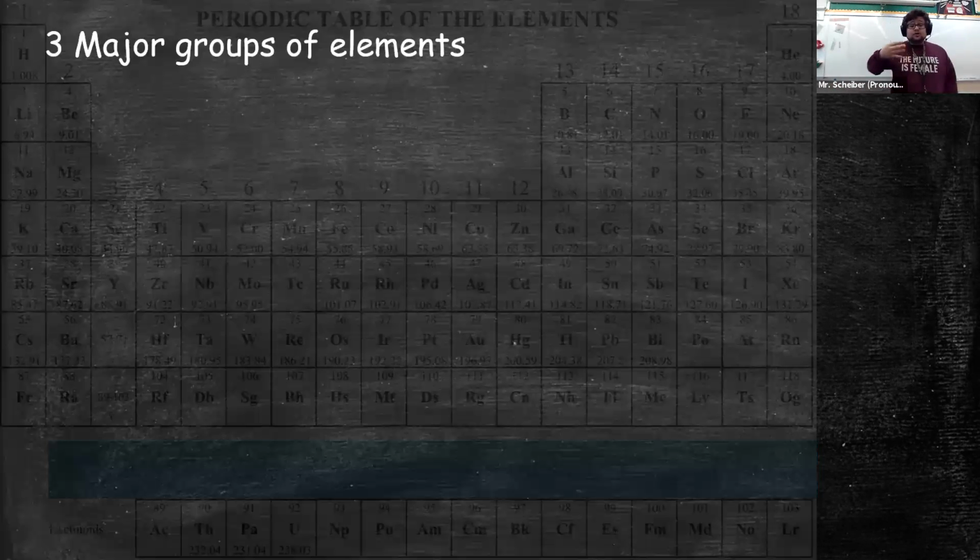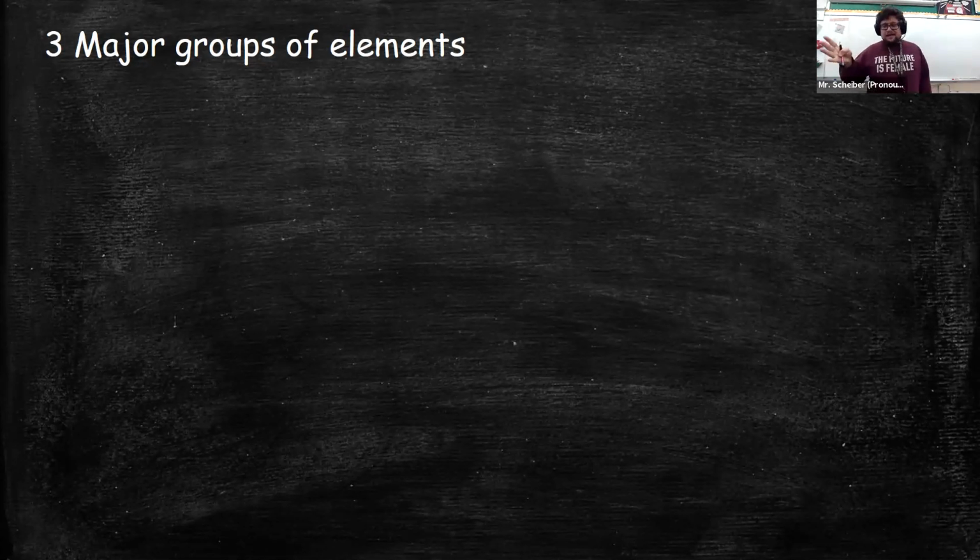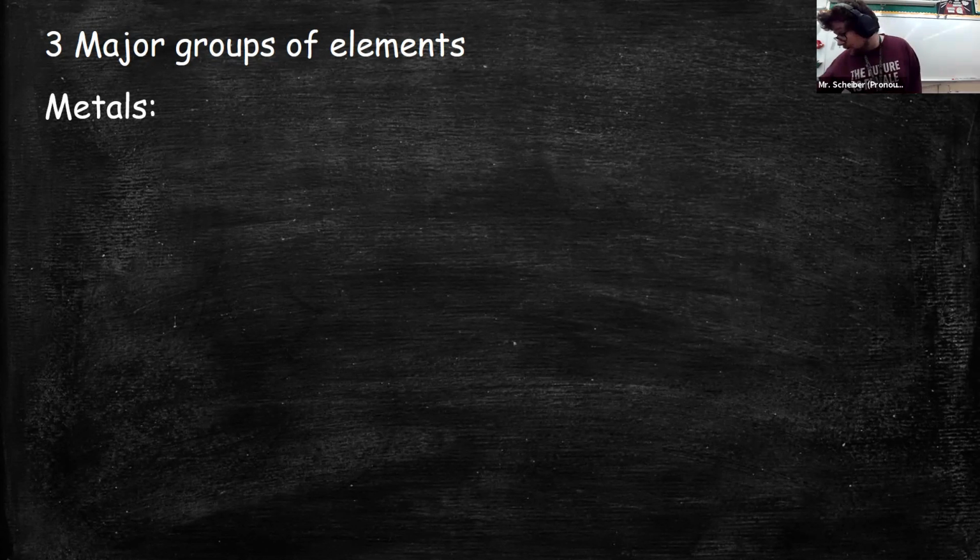Now, there are also 3 major groups of elements, more than the groups. I guess 3 major categories. This doesn't have to do with group number or period number, but 3 major categories of elements. And the first major category is the metals. So most of the elements on the periodic table are metals.